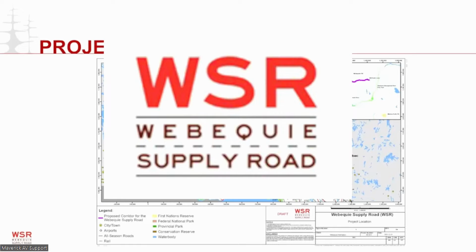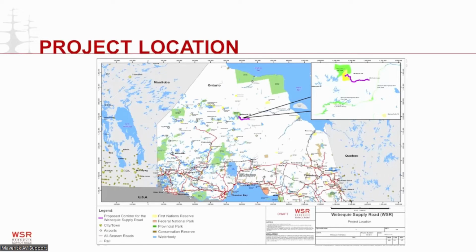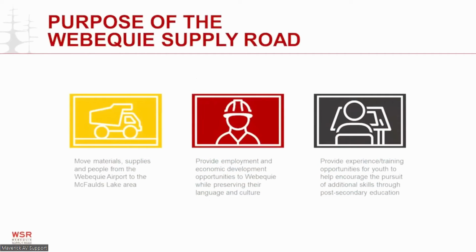For background, Webequie First Nation is about 250 kilometers from the Hudson Bay and James Bay coasts, and the road runs south of Webequie and then east to the Ring of Fire area. The purpose of the Webequie Supply Road is to move people and supplies to the Ring of Fire area, create jobs and business opportunities for community members, as well as skills training opportunities for young people. This would be done in a way that will preserve and strengthen the community's language and culture.